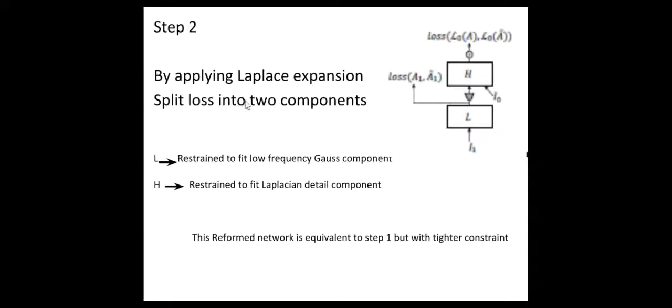And step 2, by applying Laplacian pyramid expansion, we split the loss of step 1 into two components. The output of L is restrained to fit the low frequency Gaussian component, and that of H to fit the Laplacian detail component separately. This reformed network is equivalent to step 1 but with tighter constraints.